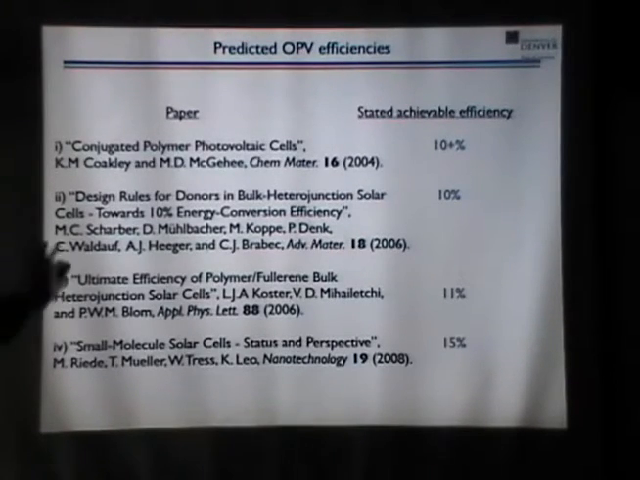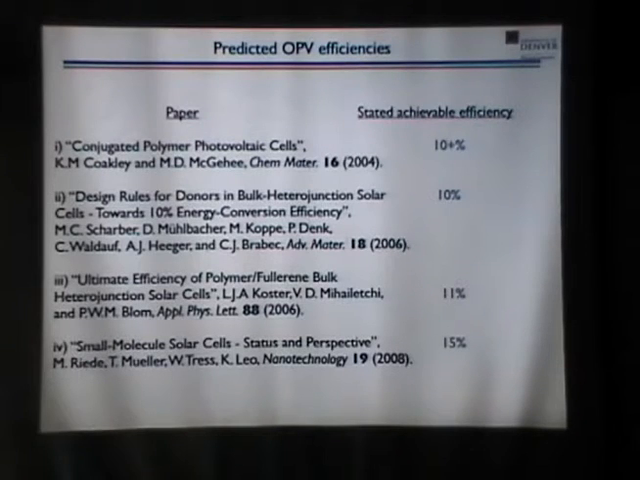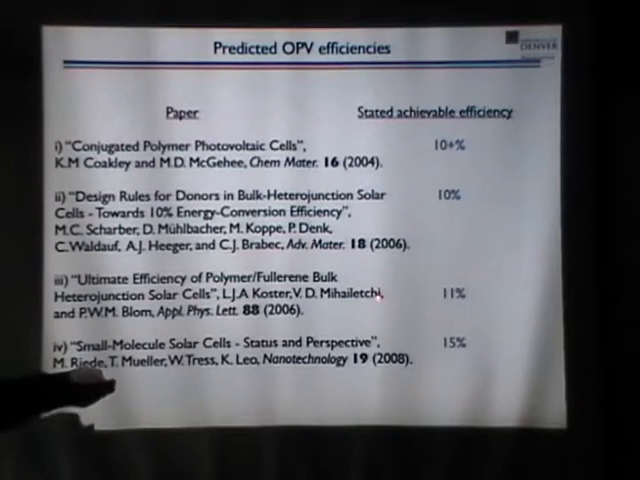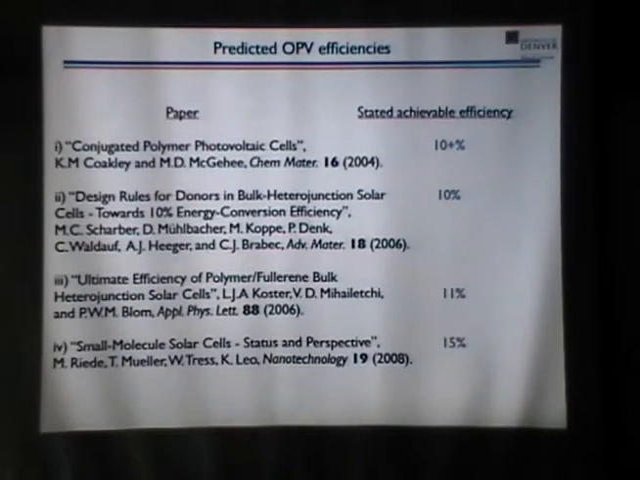Of course, a lot of people have looked at this. There's a number of publications over the last 7 to 8 years, and a common figure that you would see is that an achievable efficiency from these devices is about 10 to 11%. The exception is a paper coming from Moritz Riede at the Dresden group saying you can get 15%. So let me walk you through how you might get to 11% using these device architectures.